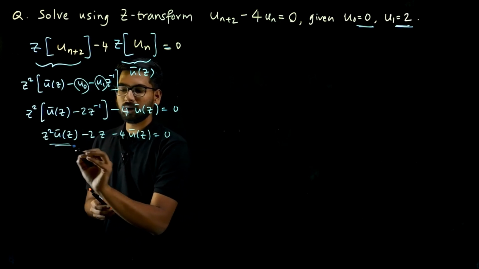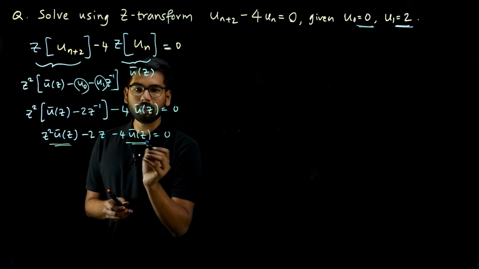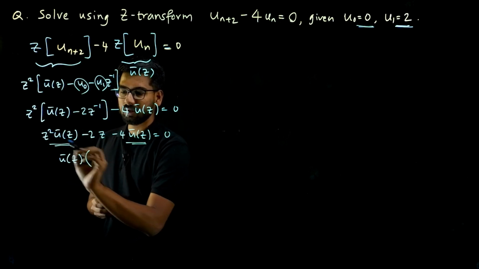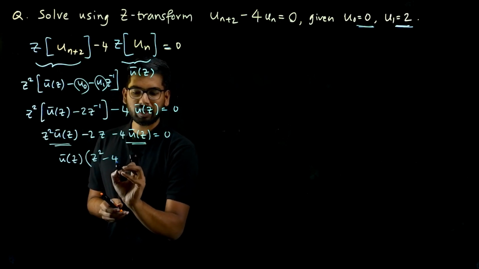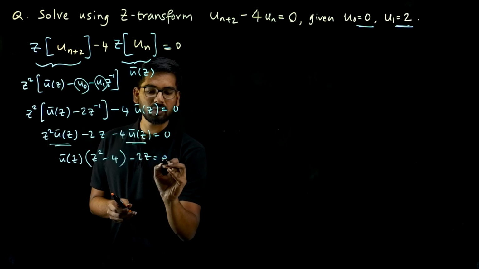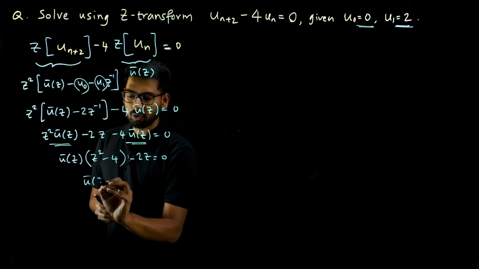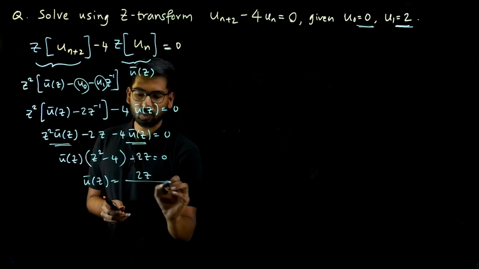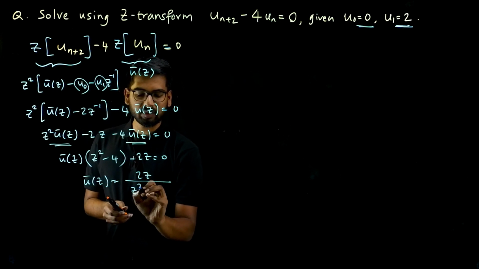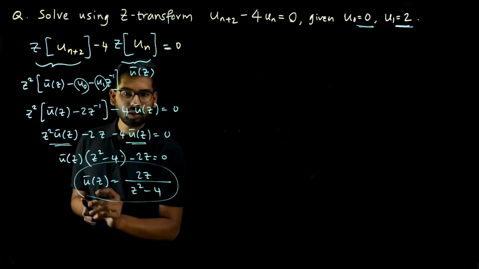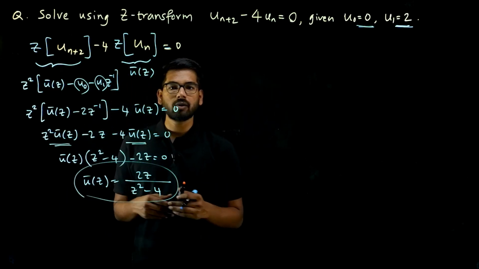If you factor out u bar of z here, you will get u bar of z times z square minus 4, and this minus 2z remains, is equal to 0. Or u bar of z is, if you send this 2z this side, plus 2z, and if you send this z square minus 4 this side, it will be in the denominator. Okay, so this is the first part of the solution.